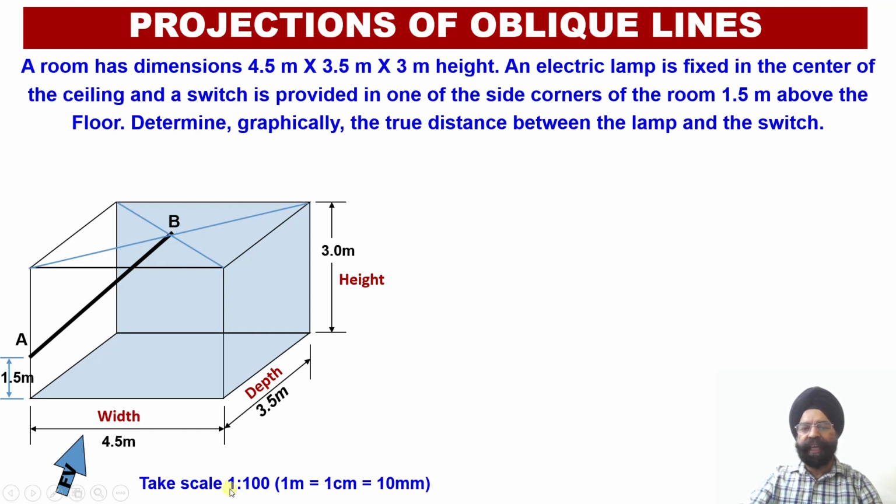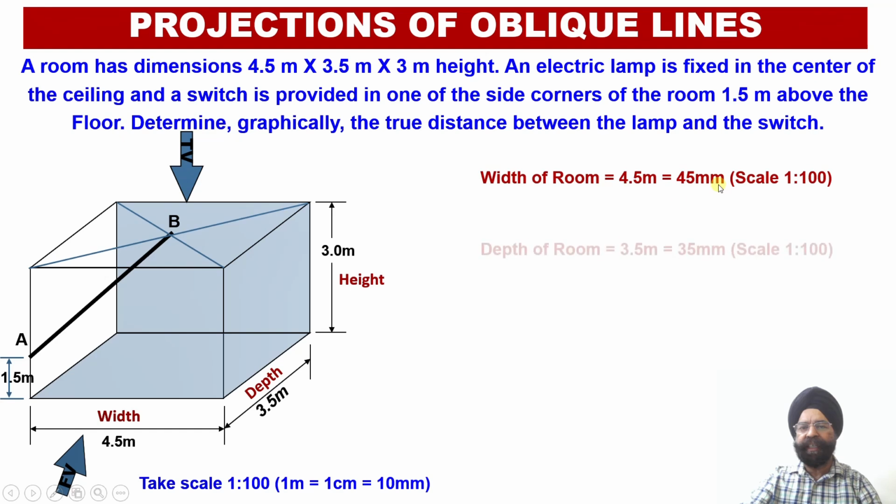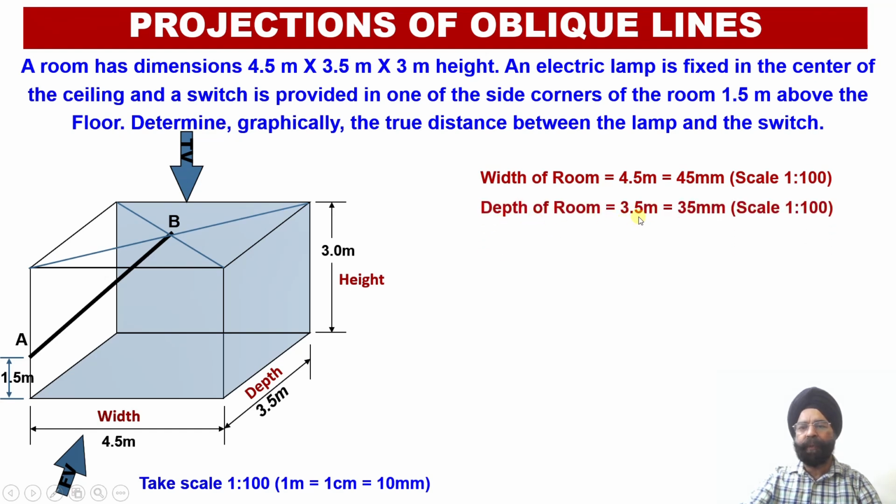We are going to use the scale 1 by 100, that is 1 meter is equal to 1 centimeter, that is 10 millimeter. So 1 meter distance of this room, width or height or depth, will be represented as 10 millimeter distance in the orthographic projections. The width of the room, 4.5 meter, will be represented as 45 millimeter. The depth of the room, 3.5 meters, will be represented as 35 millimeter. Similarly, the height of the room, 3 meter, will be represented as 30 millimeter.